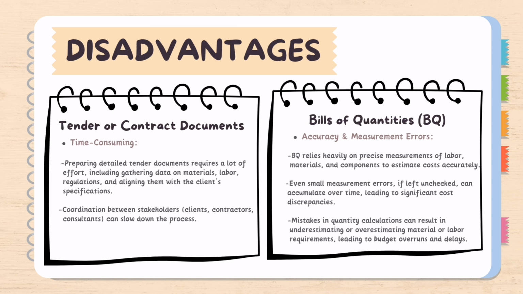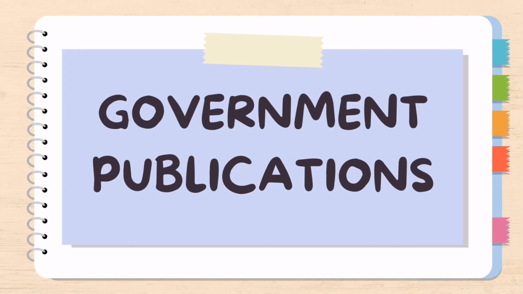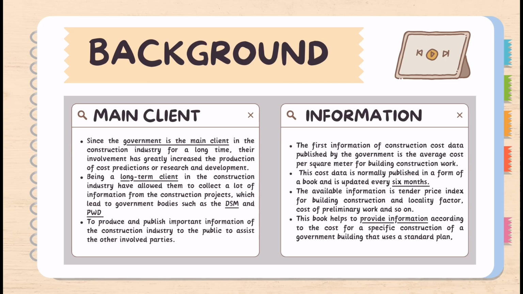Next, we'll explain the disadvantages of tender or contract documents and bills of quantities. The main disadvantage of tender or contract documents is that they are time-consuming to prepare, as they require extensive data on materials, labor, and regulations, all aligned with the client's specifications. Coordination among clients, contractors, and consultants can also slow down the process. For bills of quantities, accuracy issues are a drawback. Small measurement errors can lead to significant cost discrepancies. Mistakes in quantity calculations may cause underestimates or overestimates of materials or labor, resulting in budget overruns and project delays.